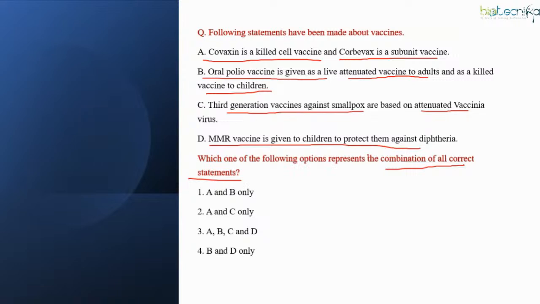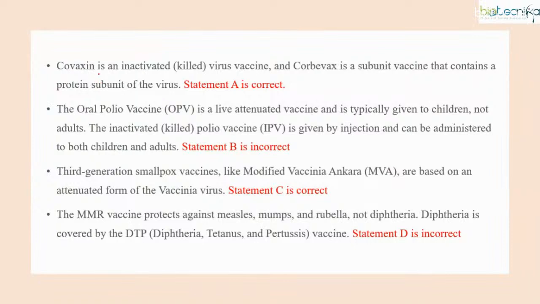See, the correct answer over here is A and C only. So, why are A and C the only correct options? Let's have a look. Covaxin is an inactivated virus vaccine, and Corbevax is a subunit vaccine. Subunit means a protein or a sugar is attached. So, here statement A is correct.